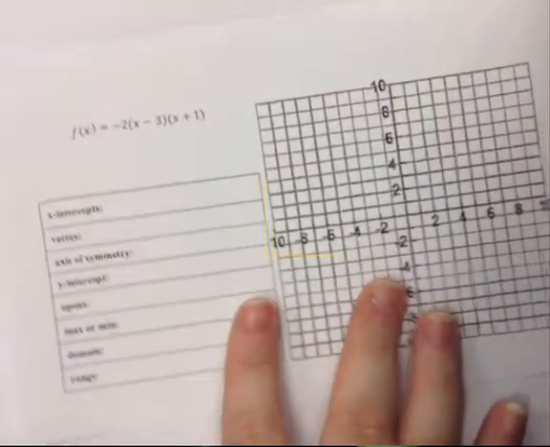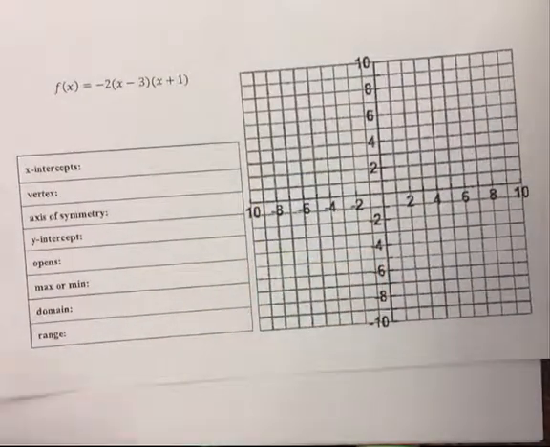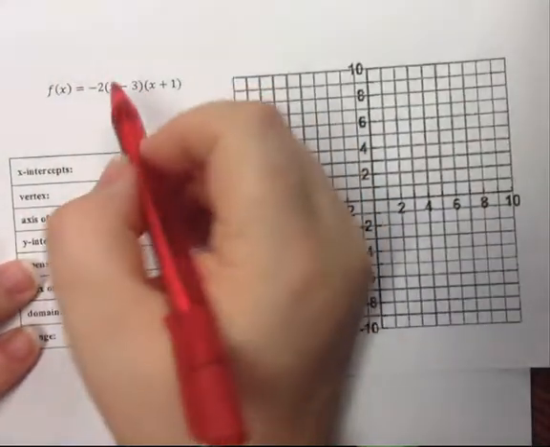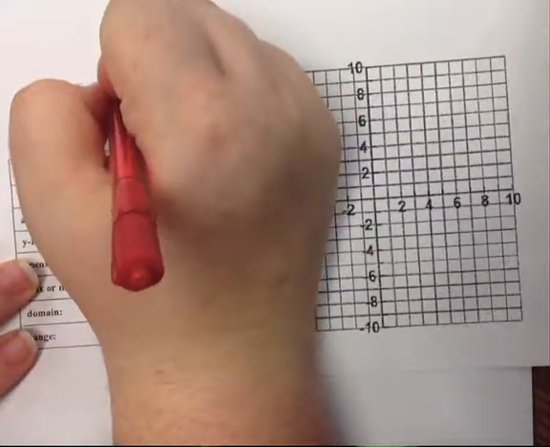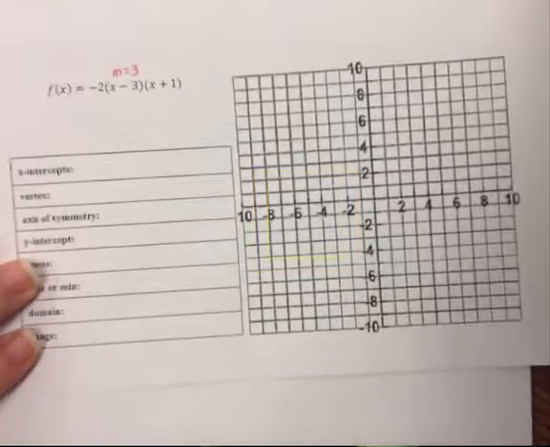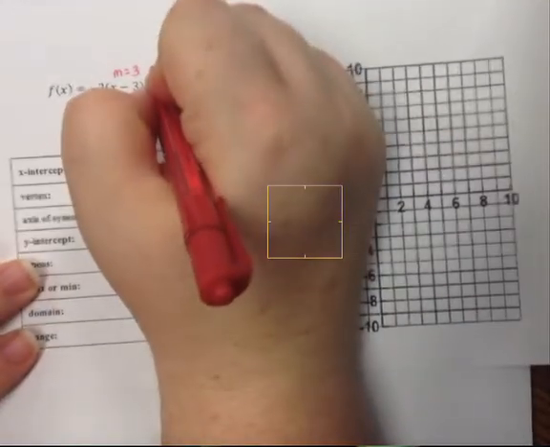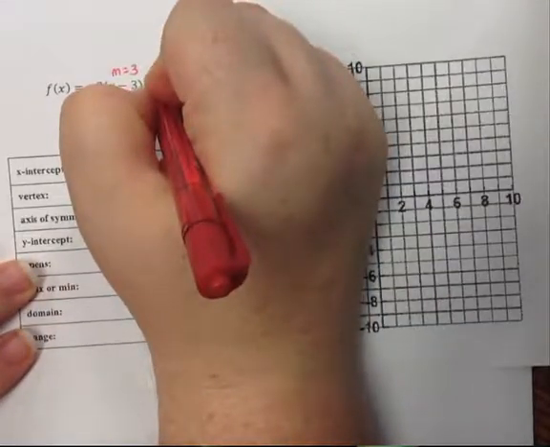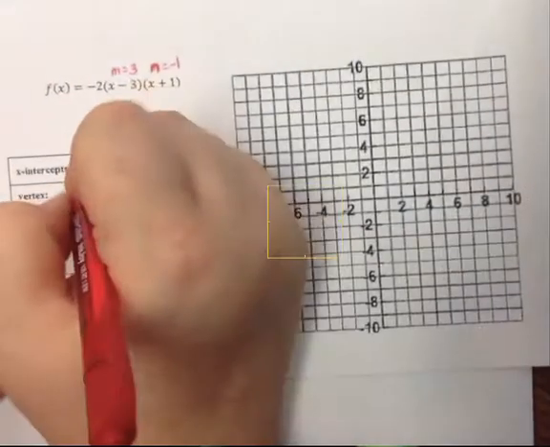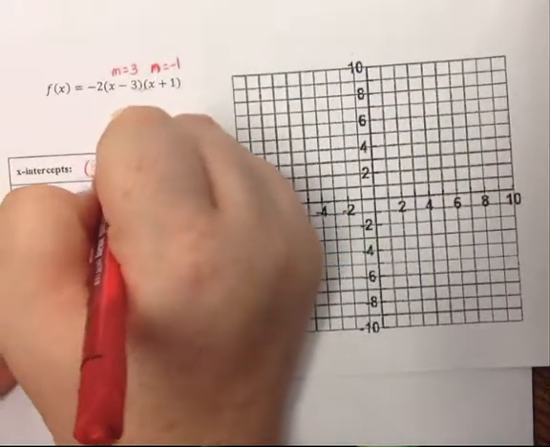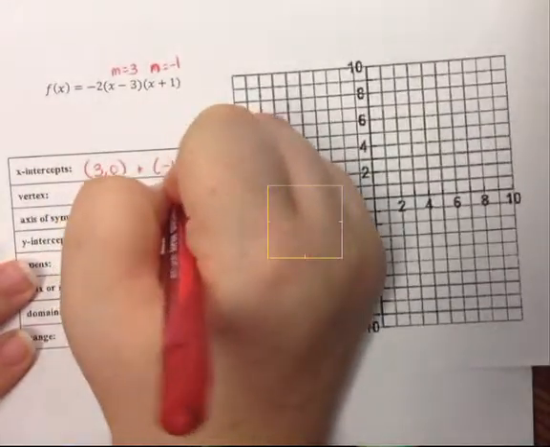On this last one, I'm going to do the same thing. I'm going to go a little bit quicker on this. So the first thing is our m and n. Again, what minus 3 gives you 0? So m is +3. What plus 1 gives you 0? So n is equal to -1. So our x-intercepts are at 3, 0, and -1, 0.